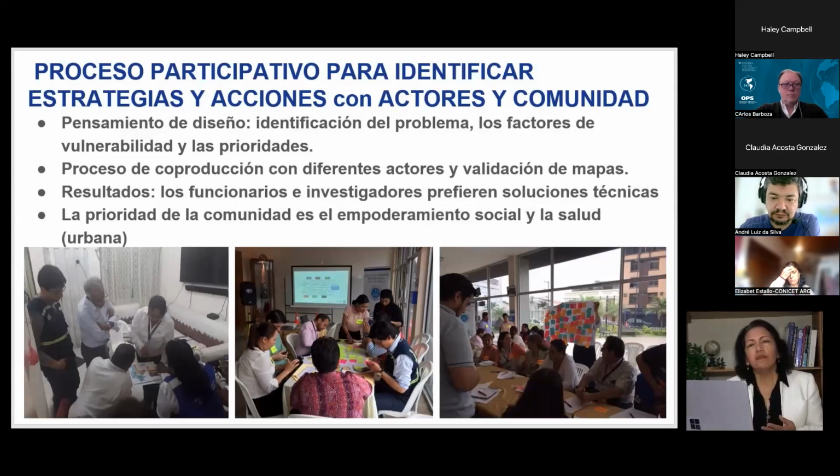We use design thinking in order to be able to identify the issue, vulnerability factors, and the vulnerabilities that each of the stakeholders could notice. And in that co-production process with different stakeholders, we were also able to validate these maps.